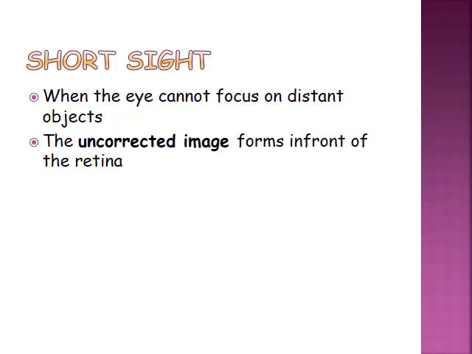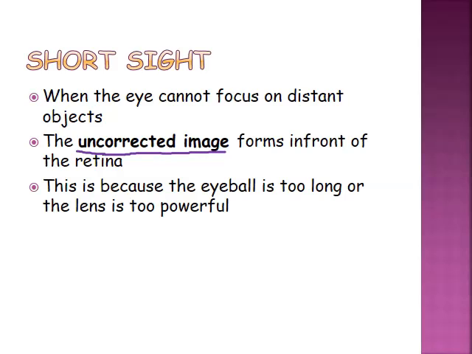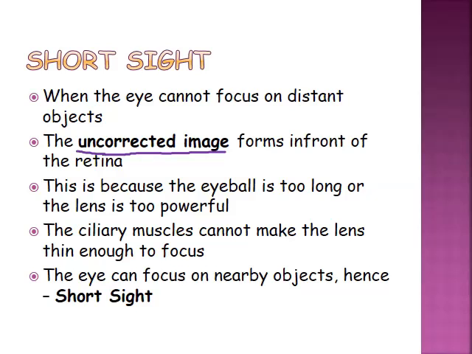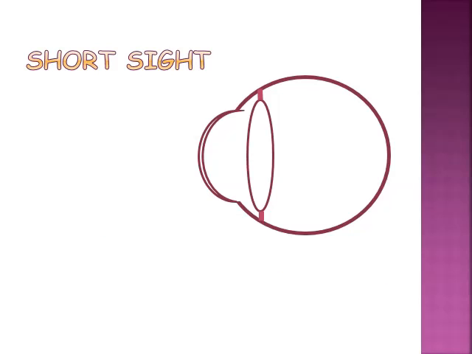Okay, so we'll look at short-sightedness first. This is when the eye cannot focus on distant objects. And what we call the uncorrected image, so this is if you're looking at it without glasses on, forms in front of the retina. It's one of two things. The eyeball is too long, it's become slightly stretched, or the lens is too powerful. Okay, and the eye can only focus on nearby objects, hence it's short sight. So you can't see faraway objects. And this is how it happens.